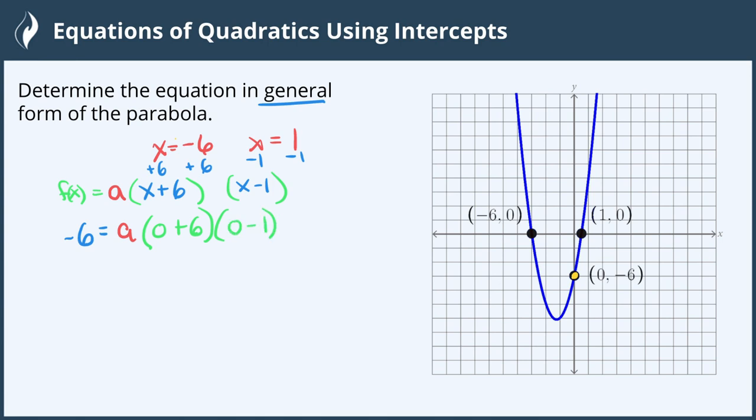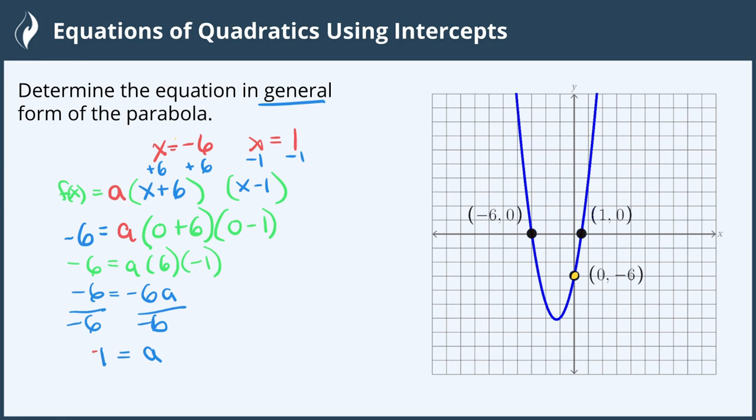0 plus 6 is 6, so we get a times 6. And 0 minus 1 is -1 equals -6. 6 times -1 times a gives us -6a equals -6. Divide both sides by -6. This tells us that a equals +1.